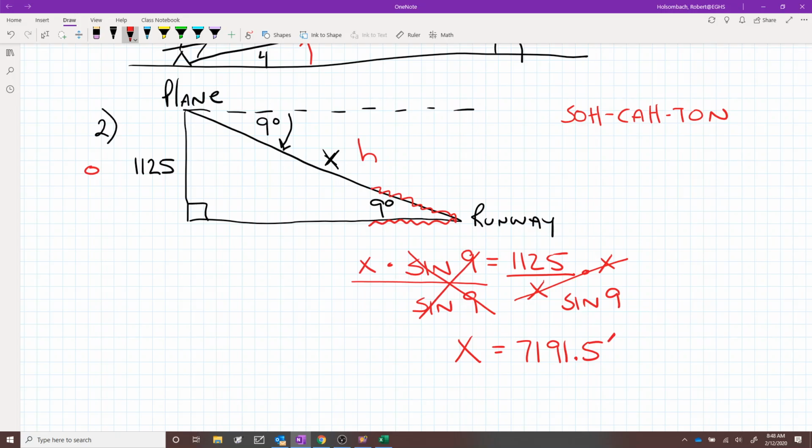The question asked for the nearest tenth of a mile. So you need to take your feet and divide it by 5,280, because that's how many feet are in a mile. And we get 1.4. So it's 1.4 miles from the runway at the beginning of its descent.